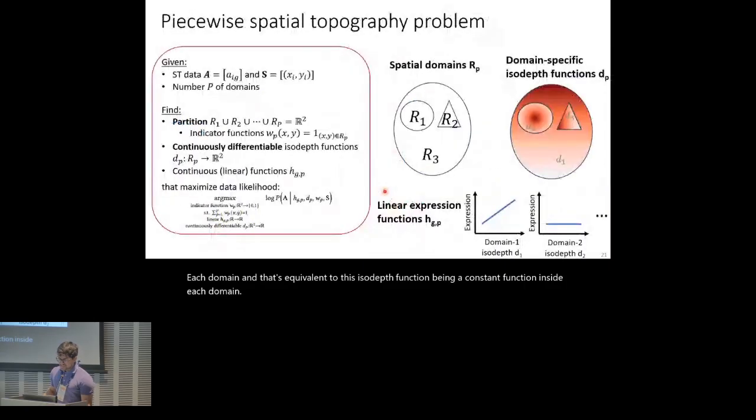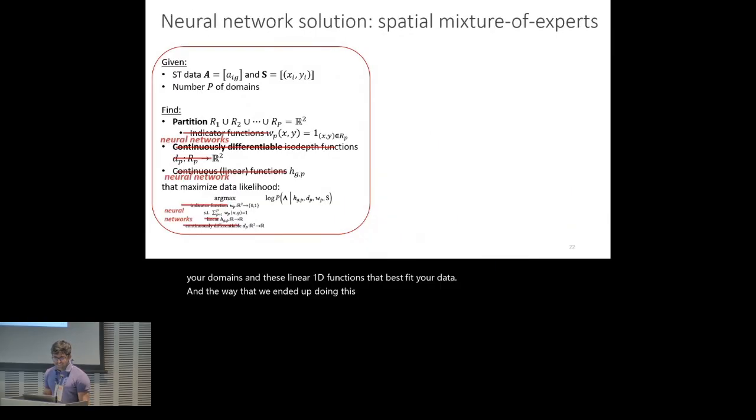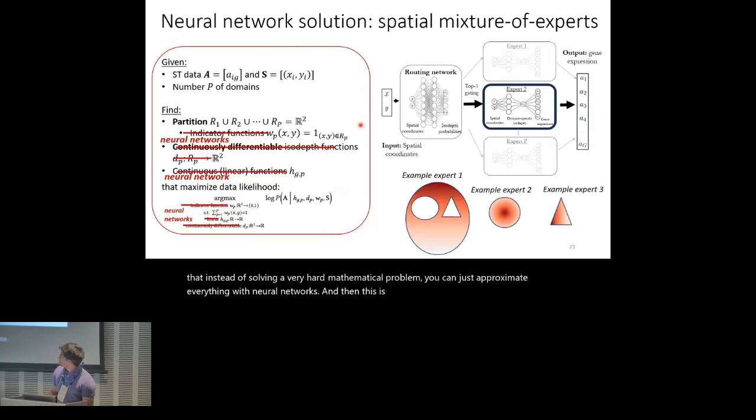With this general setup, you can pose this problem, which we call the piecewise spatial topography problem, where you'd like to learn these spatial domains, these domain-specific isodepth functions, which define these topographic maps inside each of your domains, and these linear 1D functions that best fit your data. The way that we ended up doing this is through deep learning. It turns out that instead of solving a very hard mathematical problem, you can just approximate everything with neural networks. This is equivalent to training a network that has a specific form in the deep learning literature called a mixture of experts model.